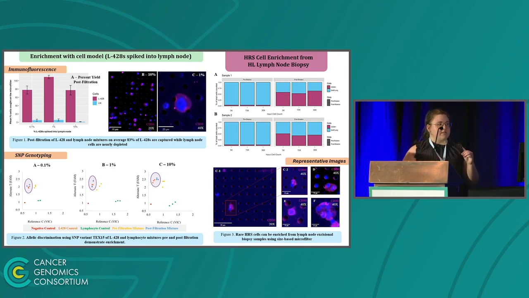As you can see, starting on the left here, in this magenta pink color, the CD30 positive cells pre-filtration are a very small percentage of the total cells quantified. But post-filtration, we're now seeing the HRS cells are around 50% or more of the cells captured on the microfilter.